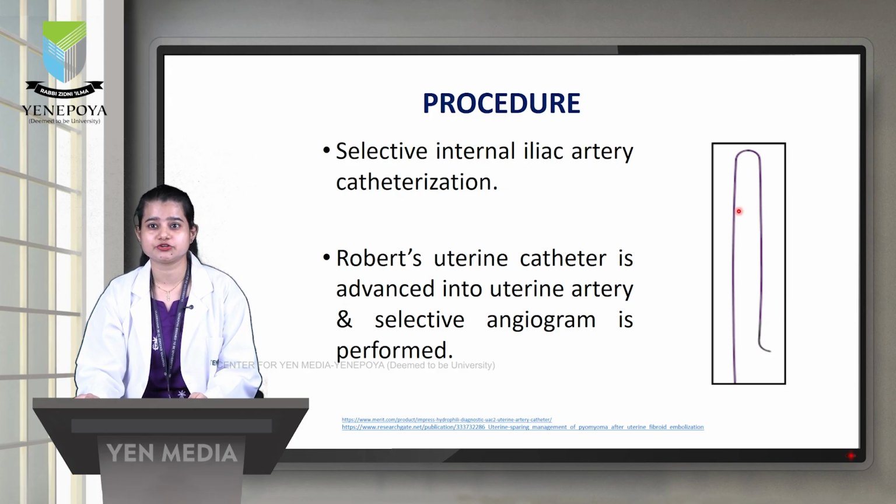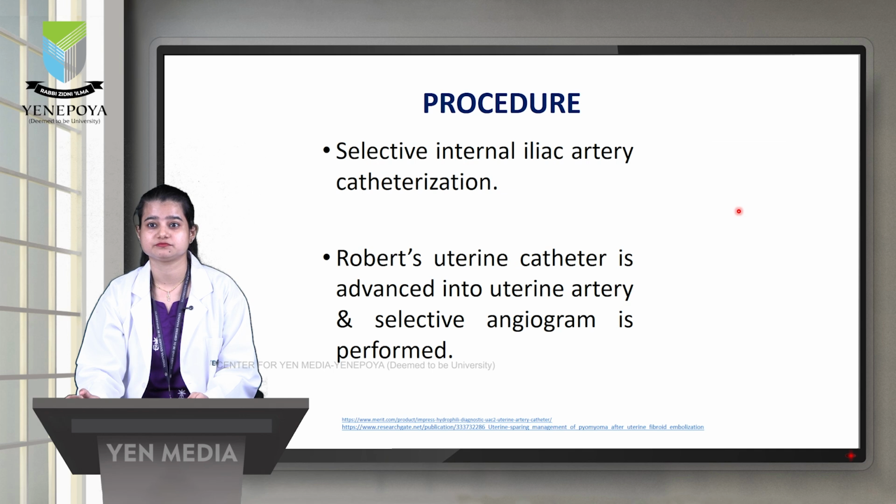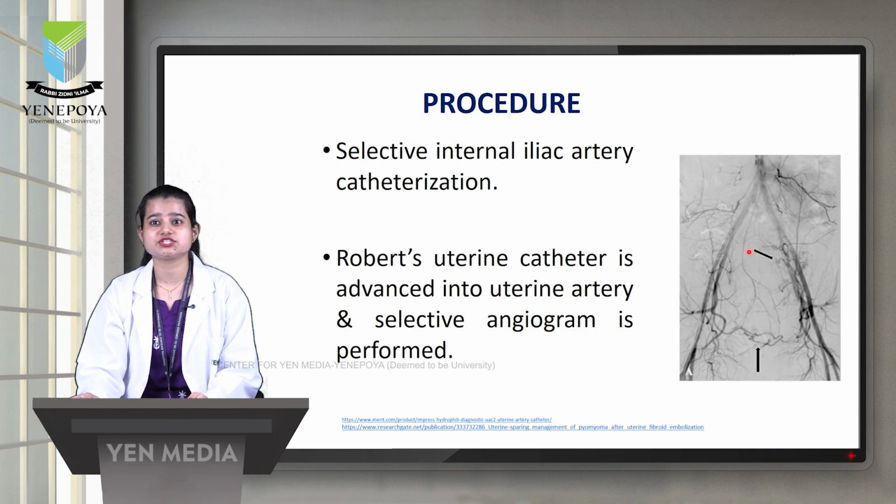Once it is introduced, we introduce a contrast dye. This is introduced to check and confirm the catheter position. Then a digital subtraction angiogram is done. In the image you can see the DSA image of the uterine artery. The arrow showing is nothing but the uterine arteries.